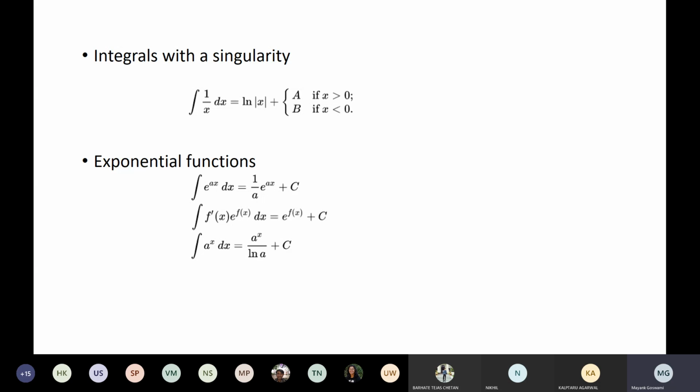And the exponential functions: the integral of e to the power ax dx is equal to 1 by a times e to the power ax plus c, and the integral of f'(x) e to the power f(x) dx is equal to e to the power f(x) plus c.